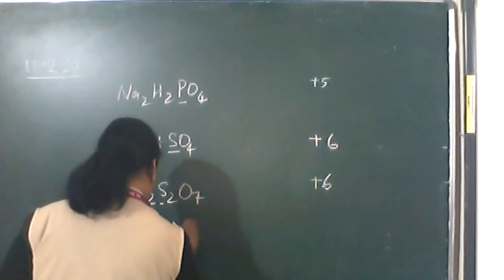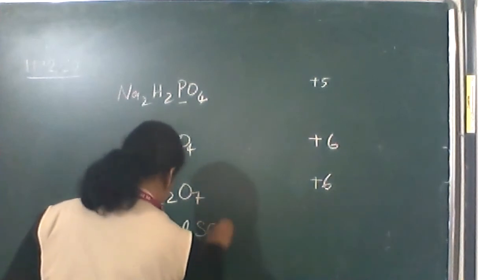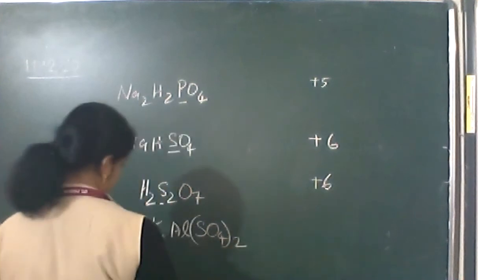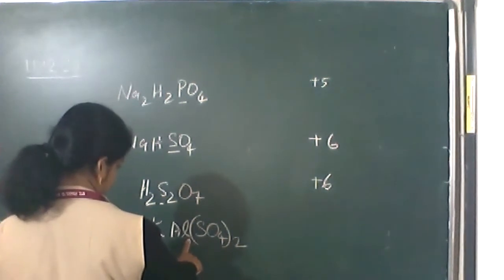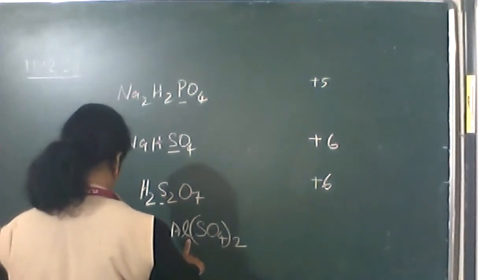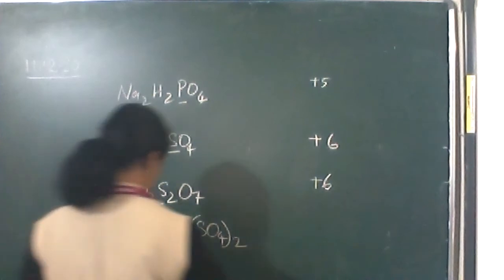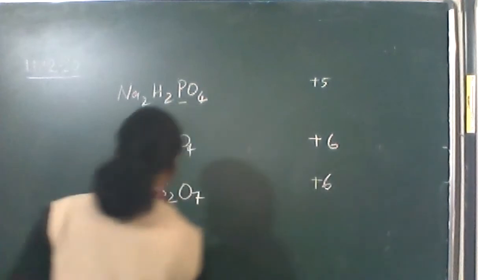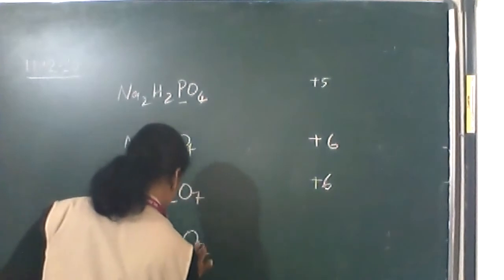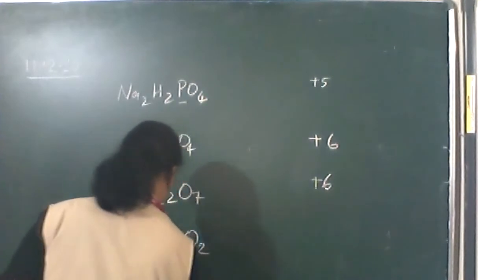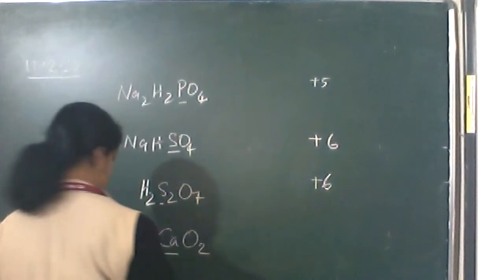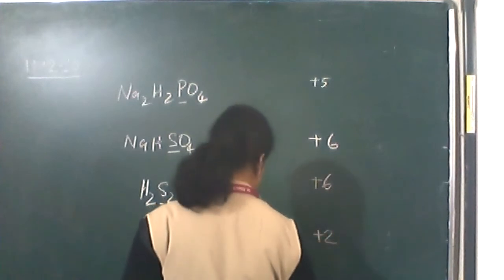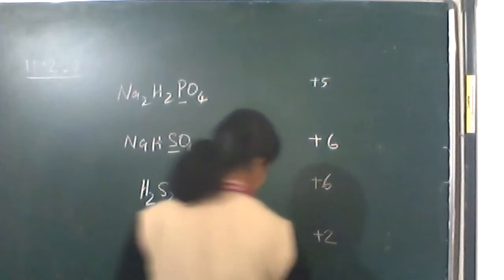Then SO4 twice. Right, CaO2. Ca, you will get it as plus 2.